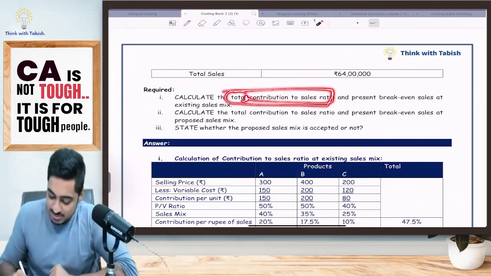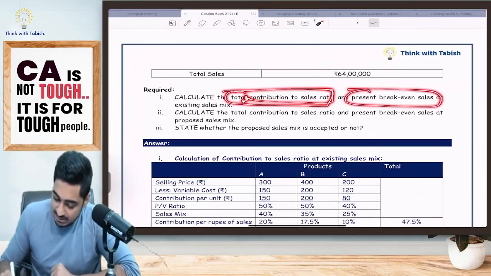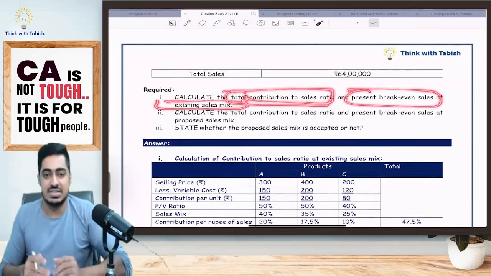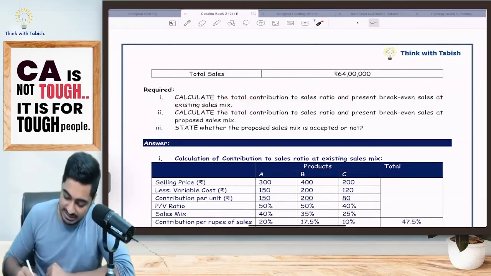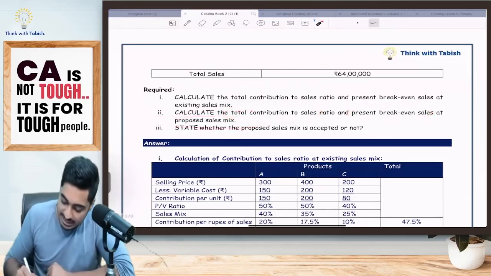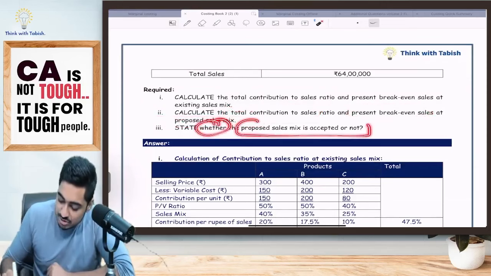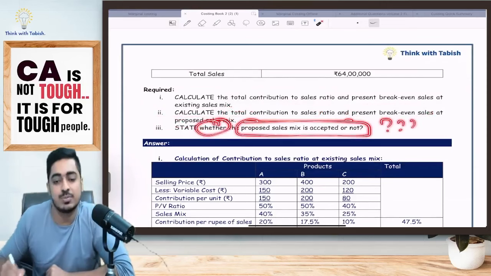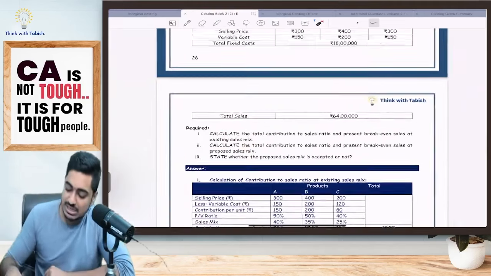It is nothing but my composite PV ratio and the present break-even sale at my existing sales mix. At existing sales mix, what is happening? Next, calculate PV ratio and BP at my proposed sales mix and state whether proposal should be accepted or not. Okay, we are having a proposal. Should we accept it or not? Okay, we will do it.